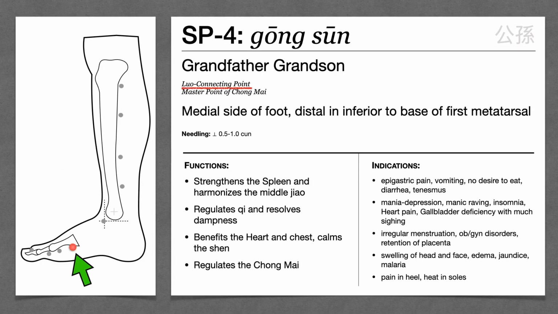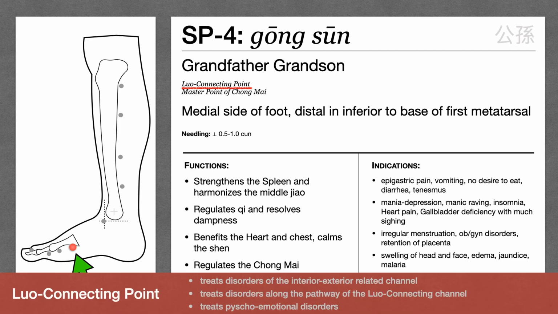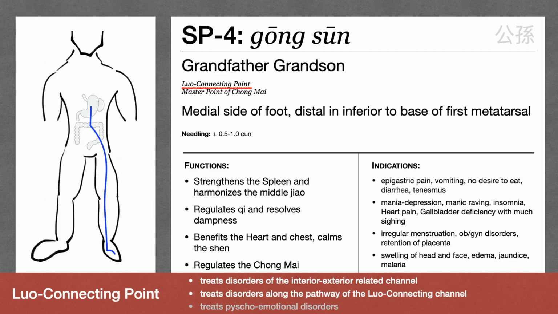Spleen 4 is the Luo connecting point. Luo connecting points treat disorders of the yin-yang pair, which in this case is the stomach. They also treat disorders along the Luo connecting channel, which in this case, the channel goes to the stomach and intestines. So that's why we say that spleen 4 harmonizes the middle jiao. What we mean here is we're harmonizing the upward direction of the spleen and the downward direction of the stomach. So this point is especially useful for vomiting and diarrhea.